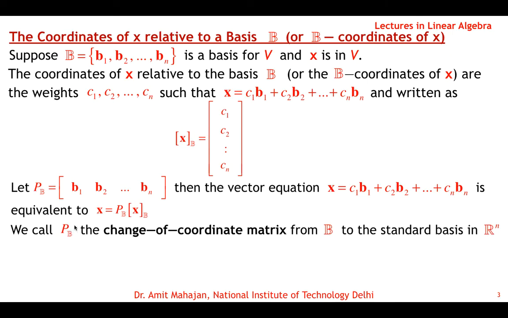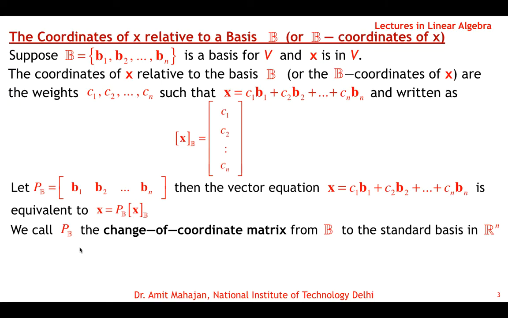We call this matrix PB the change of coordinate matrix from B to the standard basis in Rn. So this PB matrix is called the change of coordinate matrix from B to the standard basis in Rn. So it has exactly n columns, so it is in Rn.